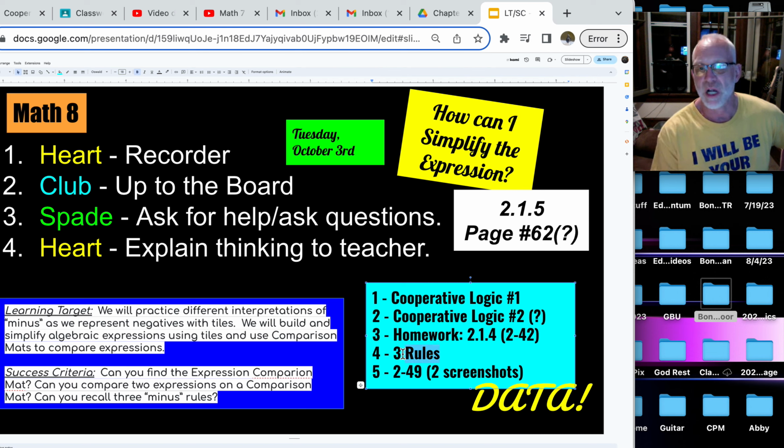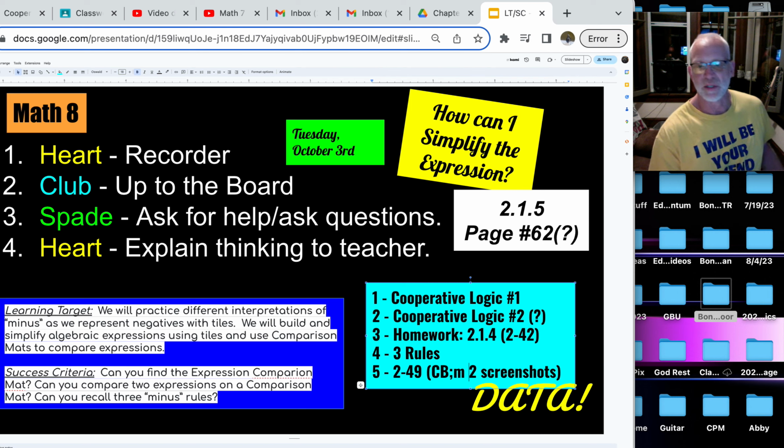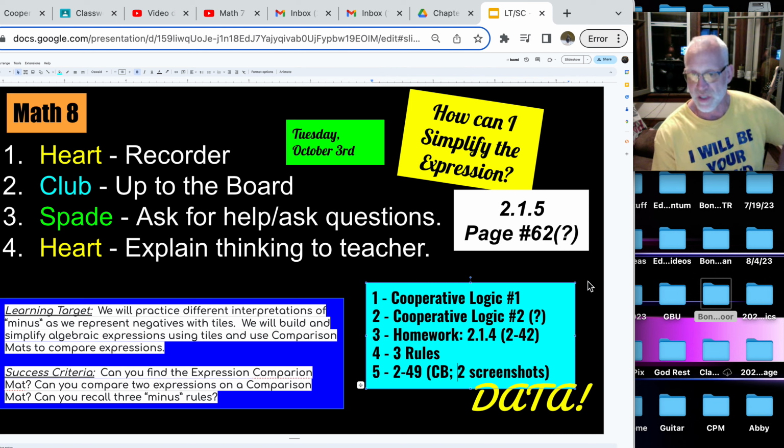After that, we're going to talk about the three minus rules. And then there's two problems that I want you to work on. I want you to use your Chromebooks on this one, because the Chromebooks are awesome because they have everything all set up for you. Then I want you to solve and simplify, looking for zero pairs and all that. And then send me two screenshots, one for each of the two problems in 49. That's it. That's what we're doing today on Tuesday.